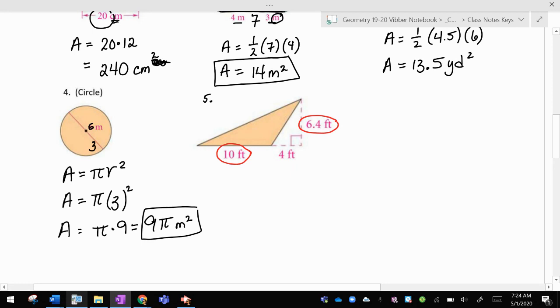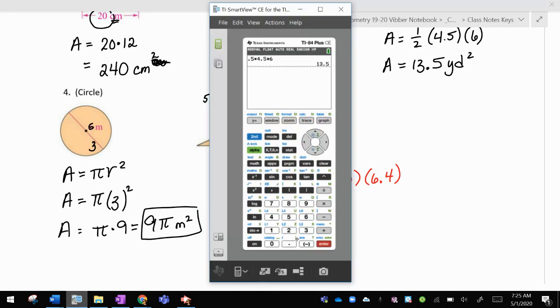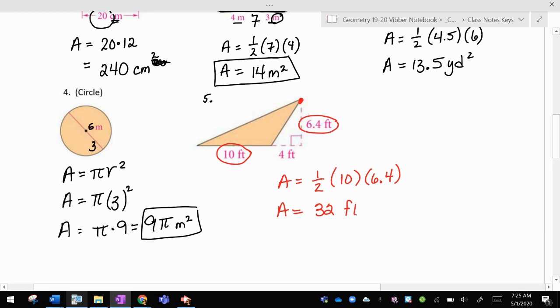Now, this picture also goes to show you that the height of a triangle could technically be outside the triangle, because I want the perpendicular distance from the top to the bottom, and that's that 6.4. So 1/2, oh, pardon my yawn, base times height. And so that area is going to be 1/2 of 10 times 6.4. And that's 32. So 32 square feet. That's the review on area.